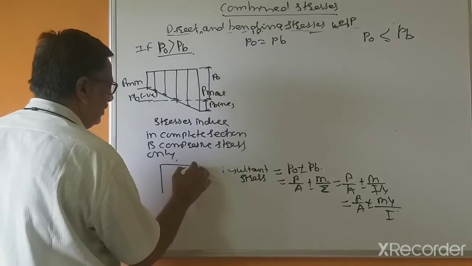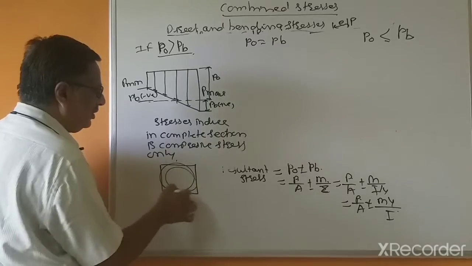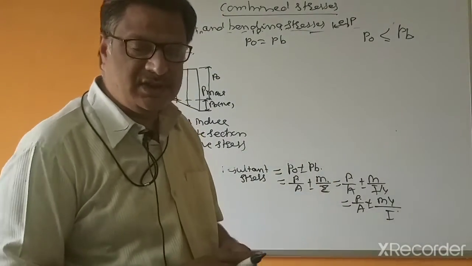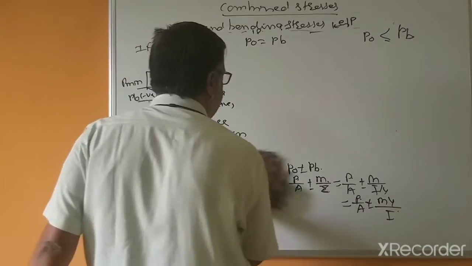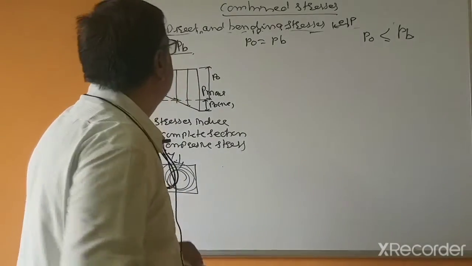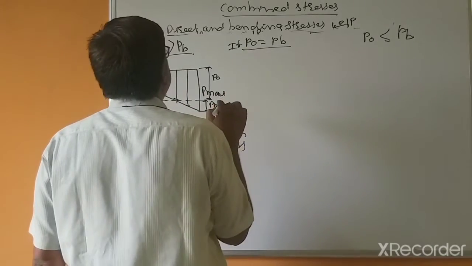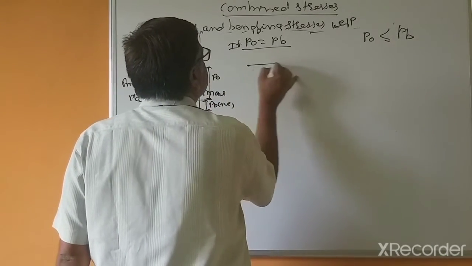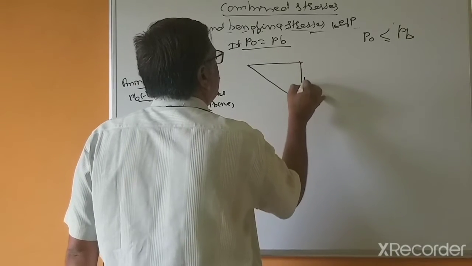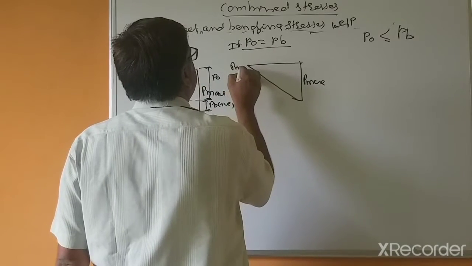Suppose this is a section. So in these sections, anywhere the stresses induced, this is only compressive stress if the direct stress is greater than bending stress. And second case, if this direct stress is equal, then you will get this is P max and this is P minimum.